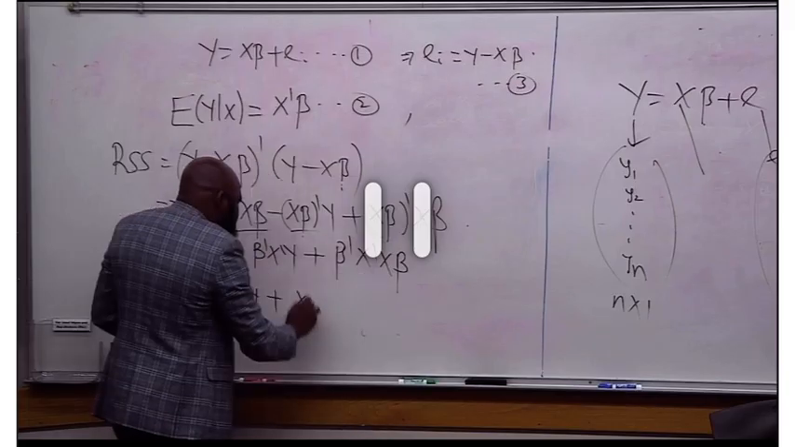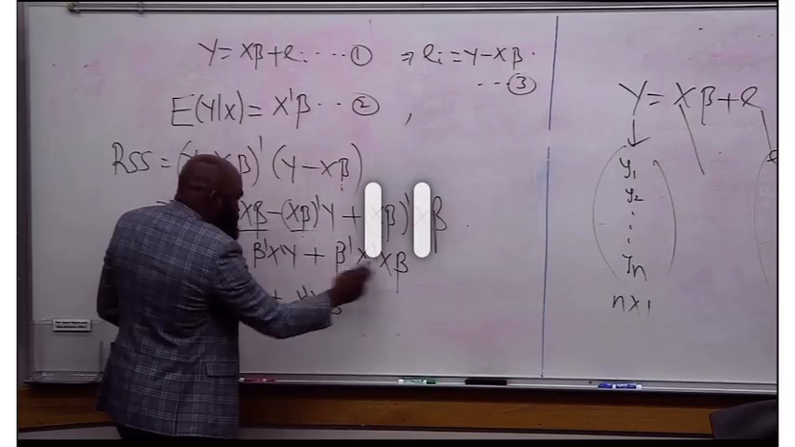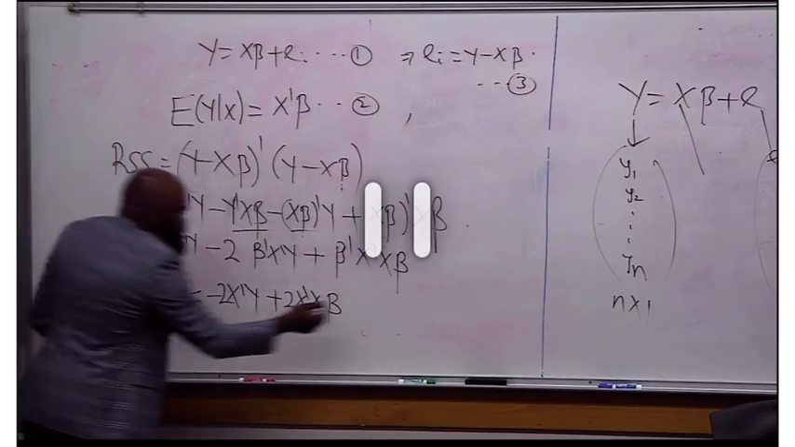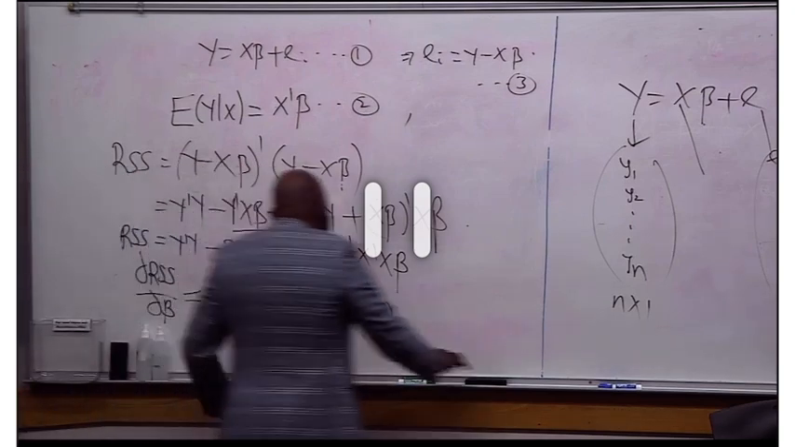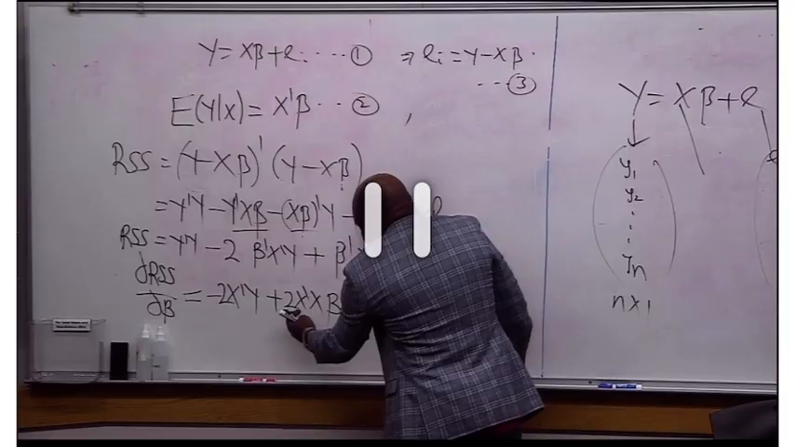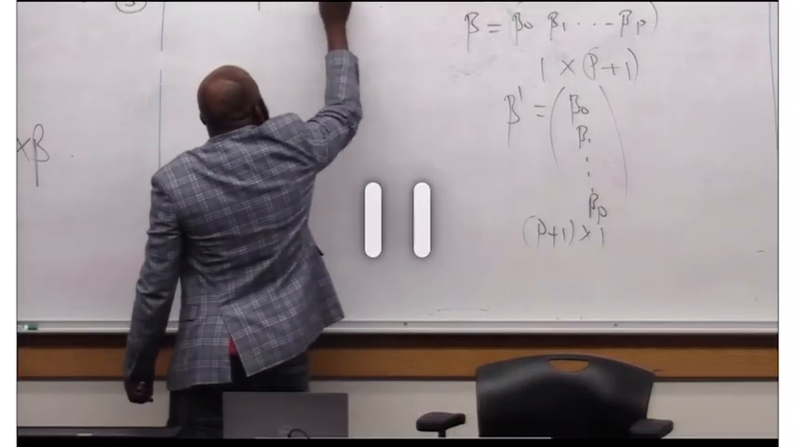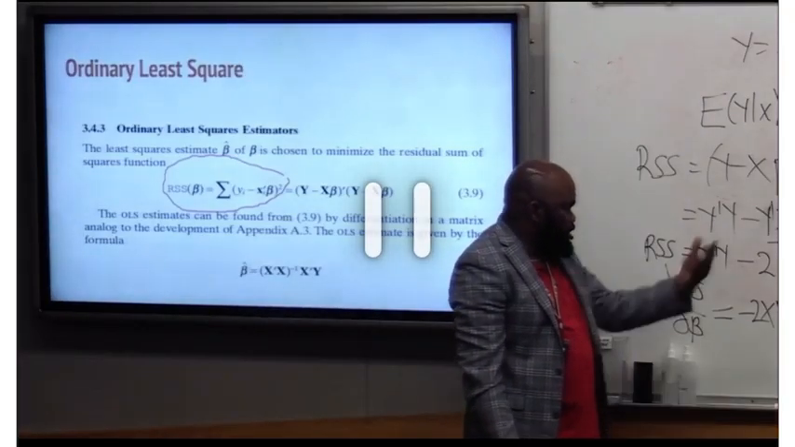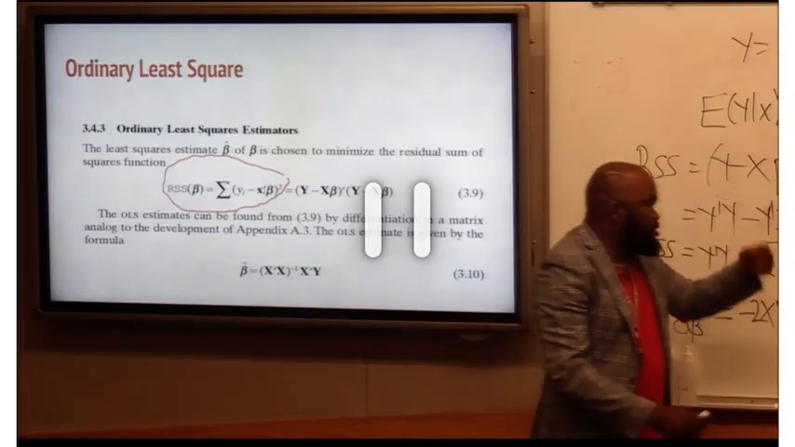When I set that to 0 and this one goes to the other side, the 2 is going to cancel the 2, and I'm going to have x prime x beta equal x prime y. Because we're in an optimization problem, you set it to 0, and that's going to cancel that out. So I'm going to have this.